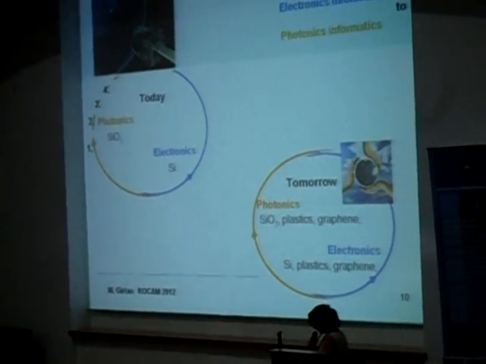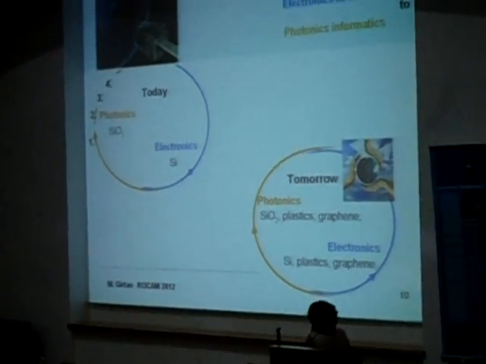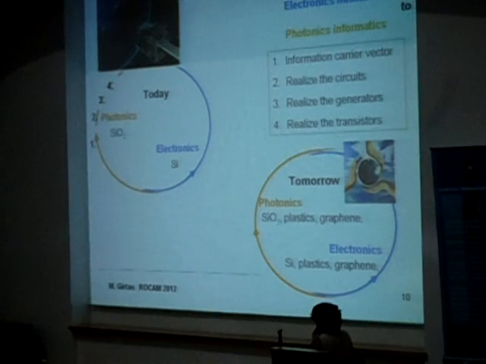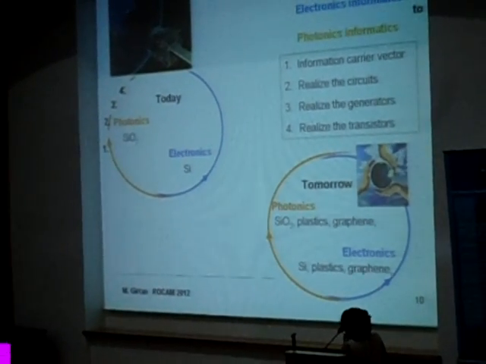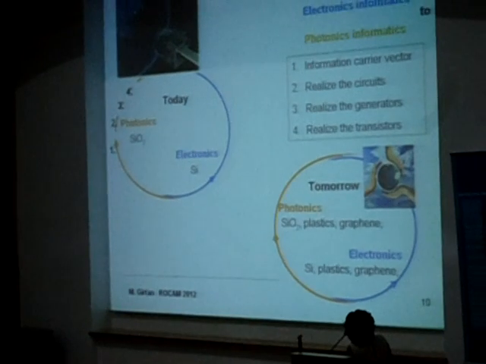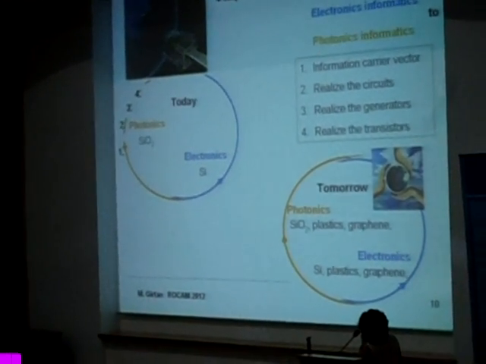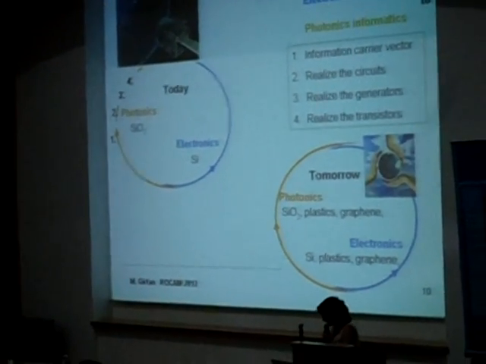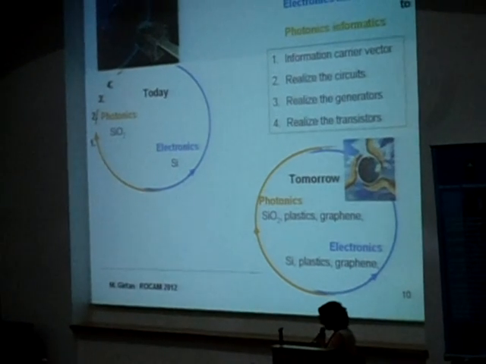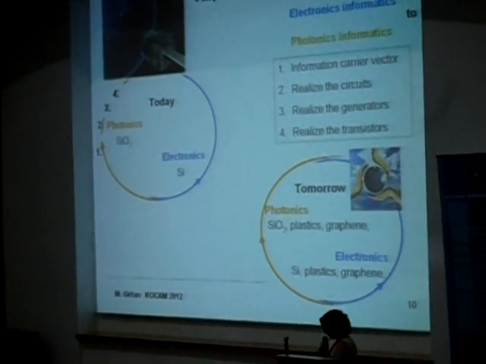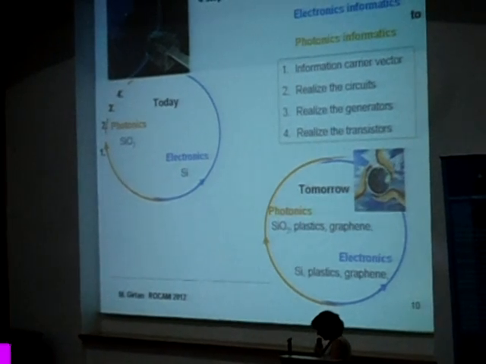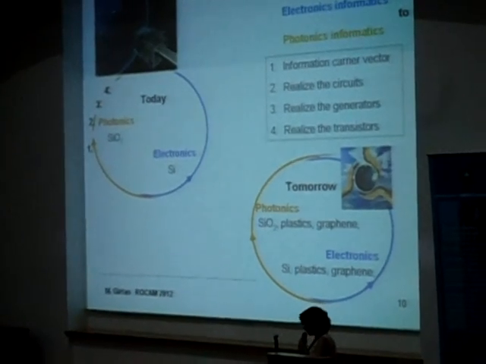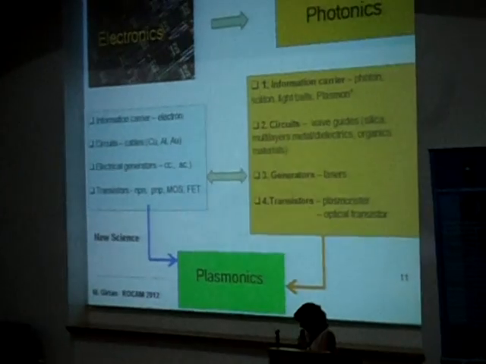So we can imagine passing from electronic informatics to photonic informatics by 4 steps. First we need to find the information carrier vector, realize the circuits, realize the generators, and realize the transistor. These are the basic elements in electronics. Can we find the equivalent for these elements in photonics? This is the question. And by the research which is done actually, we can see that many of these steps are already done. Let's have a look.